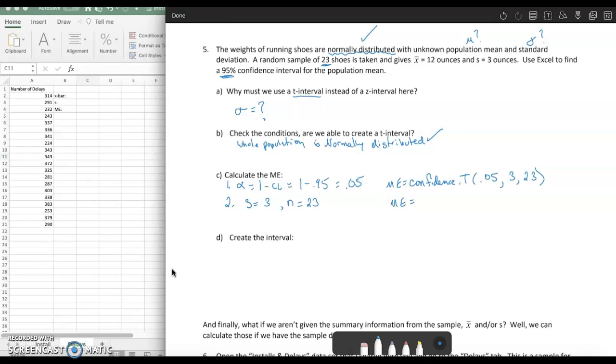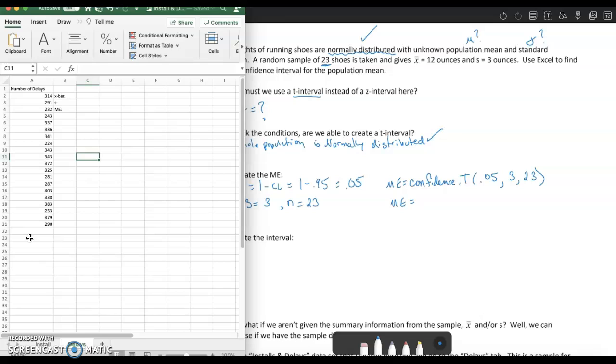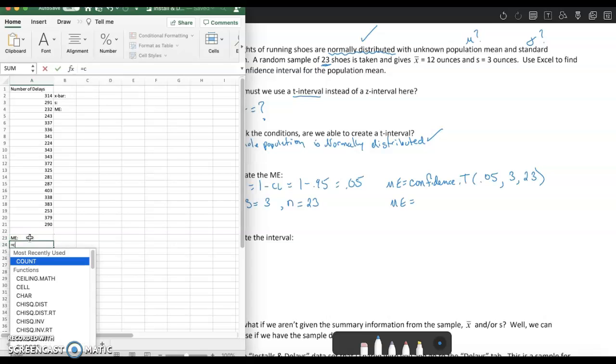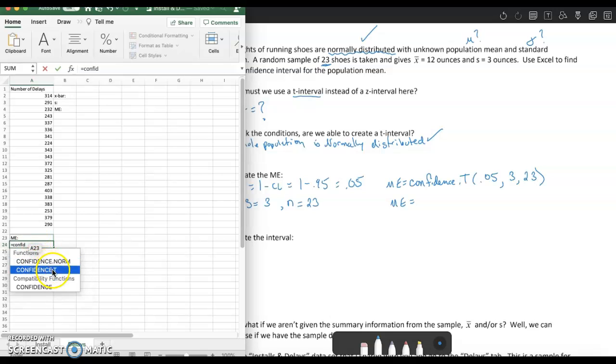So let's calculate that. I've got some other information over in my Excel for the next problem, so I'm just going to do it down here at the bottom. I'm going to find the ME for this problem. So I just need to do the equals CONFIDENCE.T. Notice I have normal and t. We're using t this time. 0.05, 3, and 23 go in. My margin of error for this is 1.297.